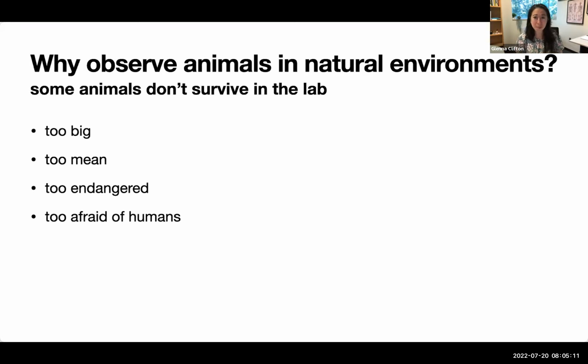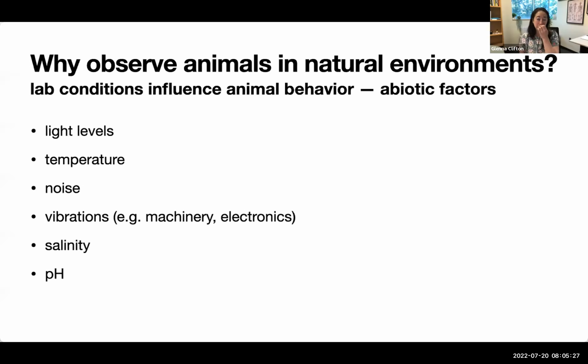lab. But just because an animal can live in the lab doesn't mean that it's behaving naturally in the lab. There are a lot of factors that can contribute to why an animal might not actually be behaving naturally in the lab, even if it technically can survive there. So I've separated things out into a couple of different categories. The first is abiotic factors that influence how an animal may not really be behaving naturally.